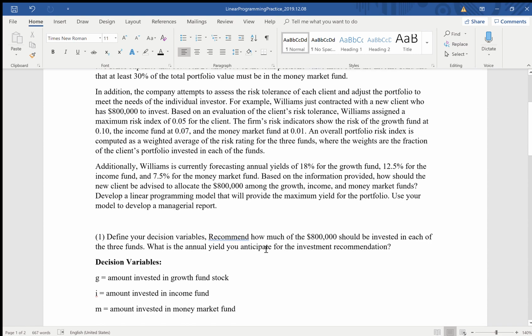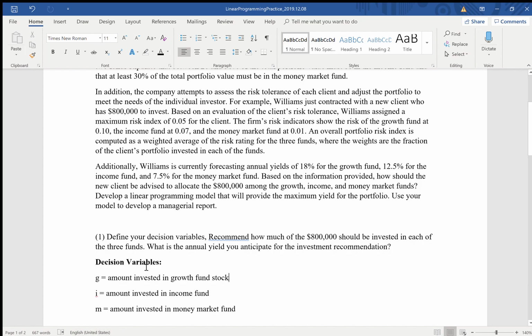Okay, so this is an investment problem. In this particular investment problem, you are given a certain maximum amount to invest, which in this case is $800,000. You're also given the maximum risk index for the client, which is 0.05. And because it's an investment problem, we want to maximize our returns. So you want to maximize the return based on these two constraints for the client and other constraints on how the portfolio has to be, or the certain funds in the portfolio have to be invested.